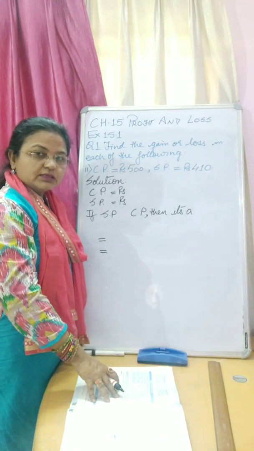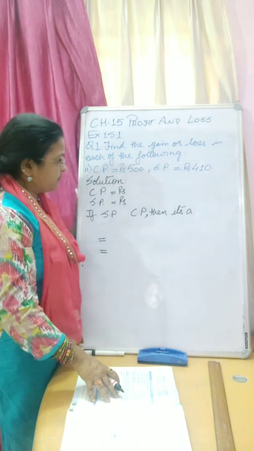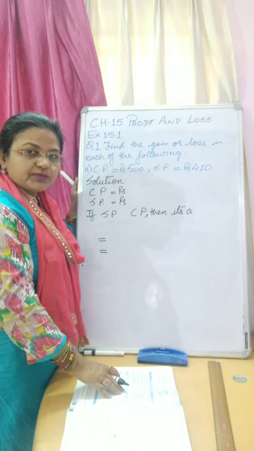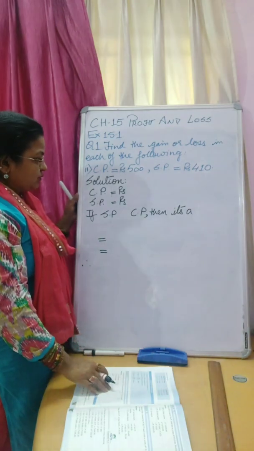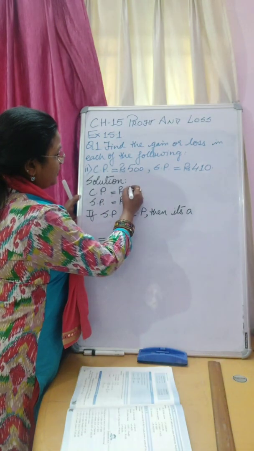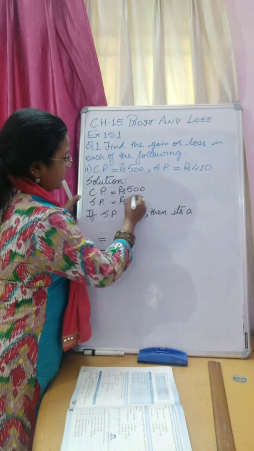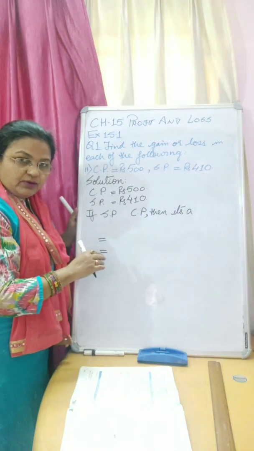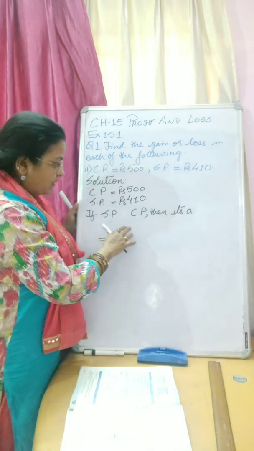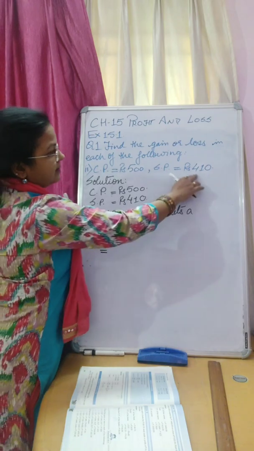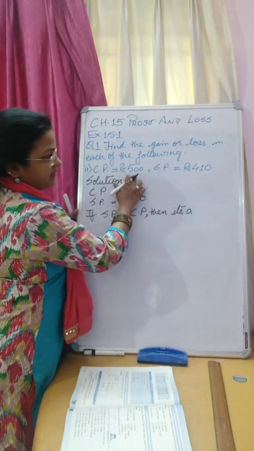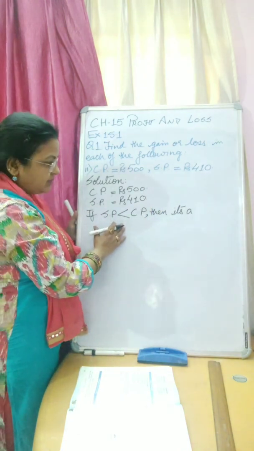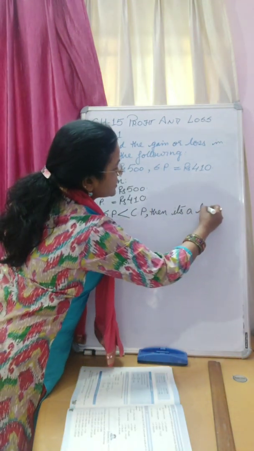Let us do subpart 2 of question number 1. CP is equal to rupees 500 and SP is equal to rupees 410. So solution, CP is rupees 500, SP is rupees 410. Now we will find out whether it is a loss or a gain. So SP here is smaller than CP. CP is 500 and SP is 410. So SP is smaller than CP, then it is a loss.